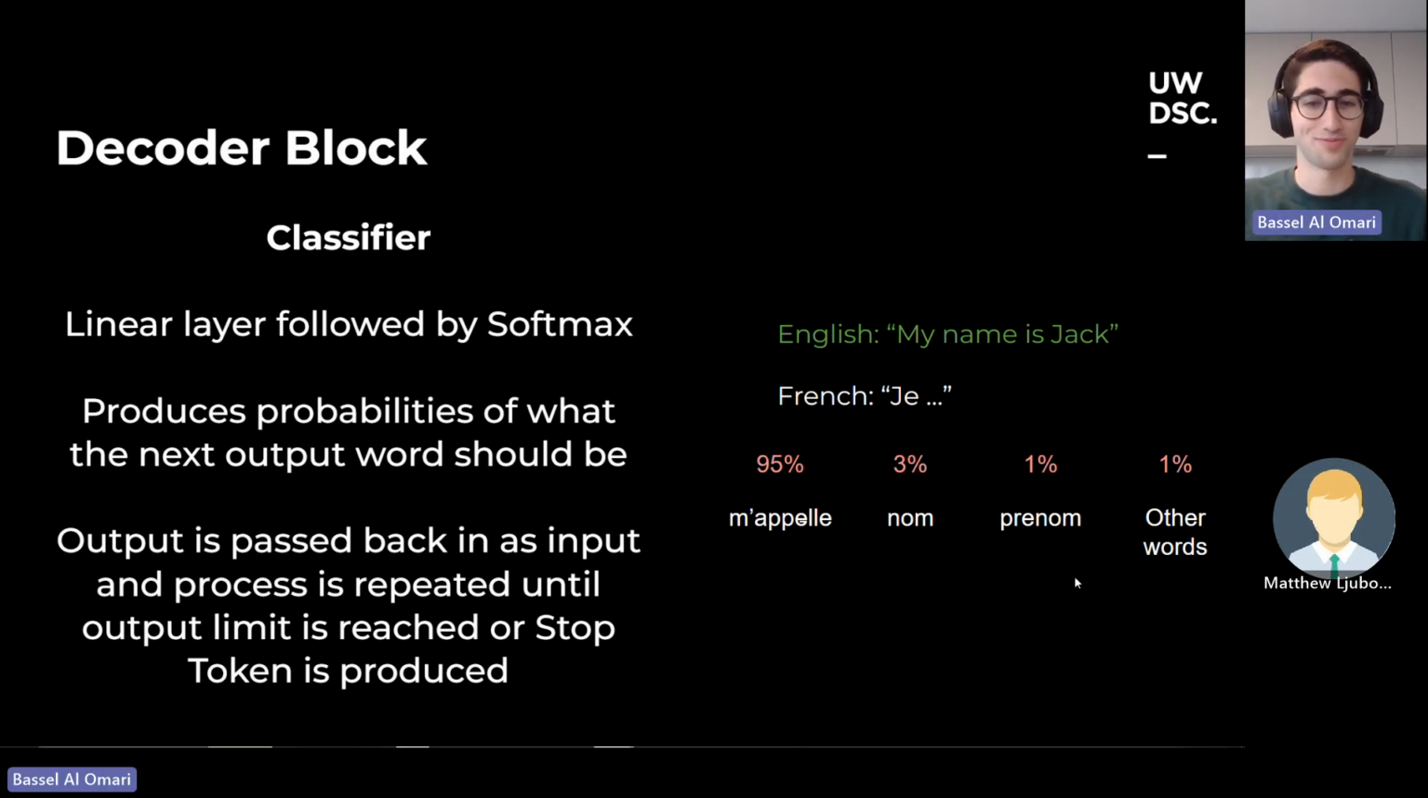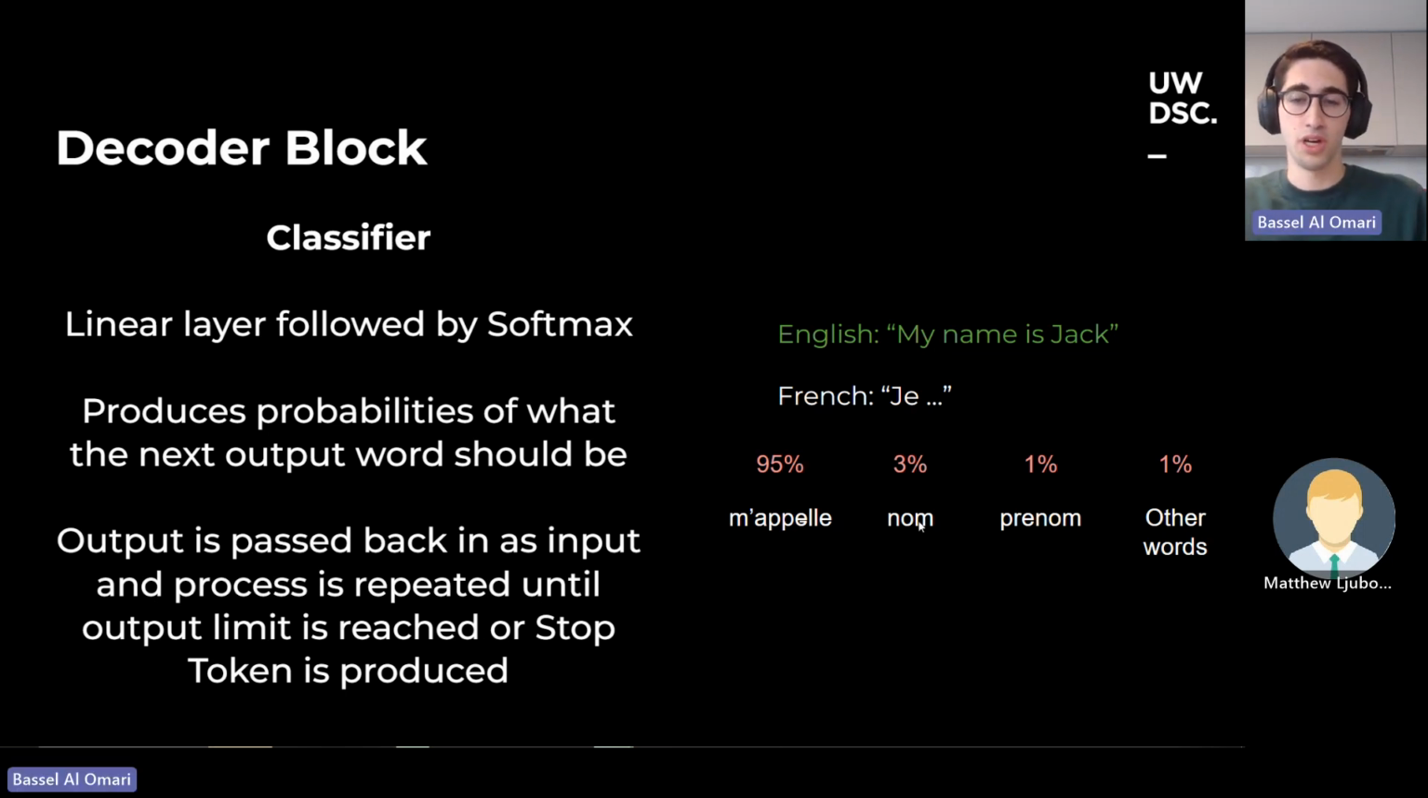So let's take another example. Say we have the sentence in English, my name is Jack. And then in French, so far, we've already outputted je. So the word after, ideally in French, would be m'appelle. So if we look at all the possible words that we could be outputting next in French, the word m'appelle would have a higher score. It would have 95%, it's 95% likely to be outputted next.